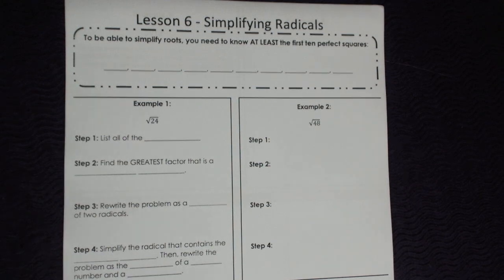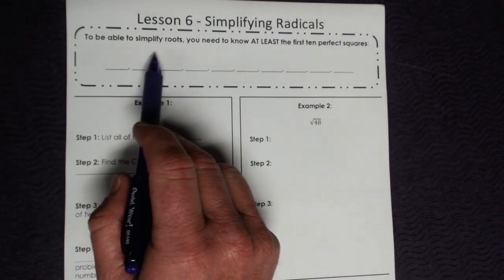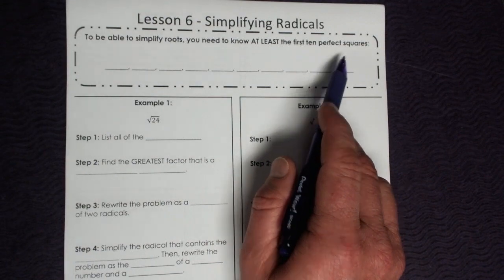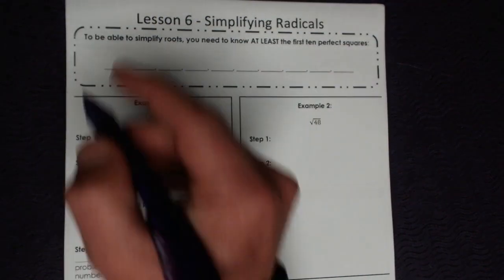Today we're in lesson 6, and we're going to learn how to simplify these radicals, which will lead us into adding and subtracting and multiplying and dividing later in the week. Last week we went over perfect squares and perfect cubes, and hopefully we memorized the perfect squares. So lesson 6, it says to be able to simplify roots, you need to at least know the first 10 perfect squares, and I believe we do, but we're going to list them out.